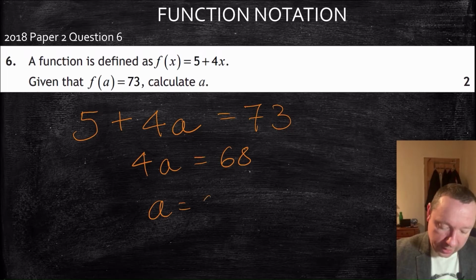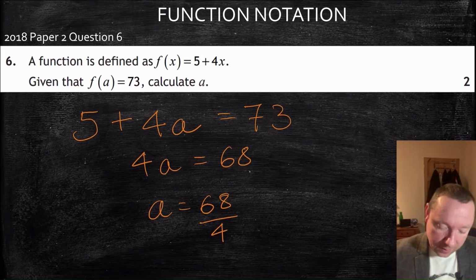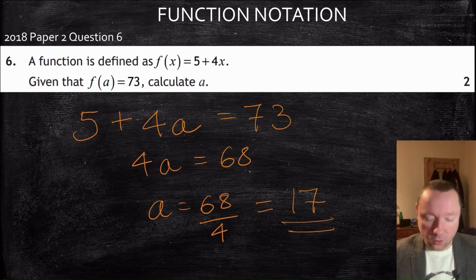So a is 68 divided by 4. And again, you could just use a calculator for this one because it is a calculator paper. But 4 goes into 6 once. 4 sevens is 28. You would get 17 as your final answer.